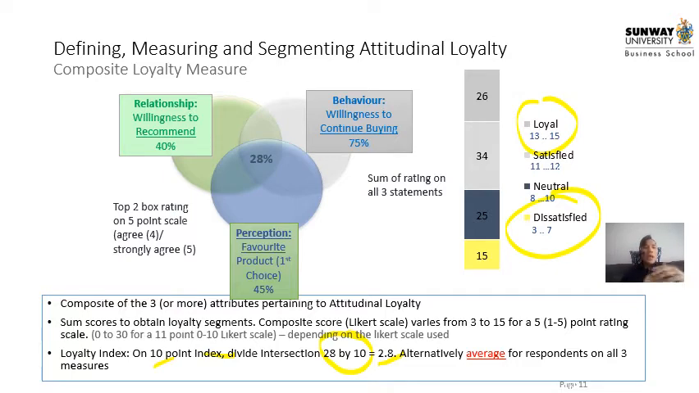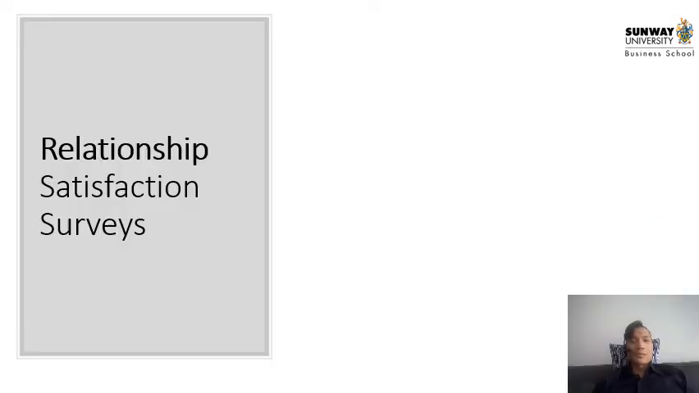Now, you can use more than 3 attributes. This is just a suggestion of using 3 attributes. Maybe some other things like willingness to purchase another product along with the product that they've already looked at, right? Or recall, that is also something that you can use. But these are just the general ones that you can use.